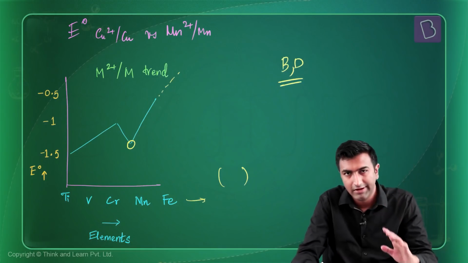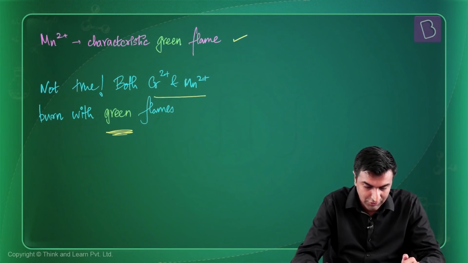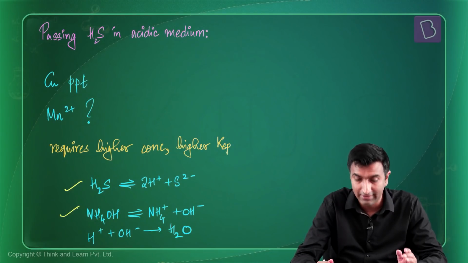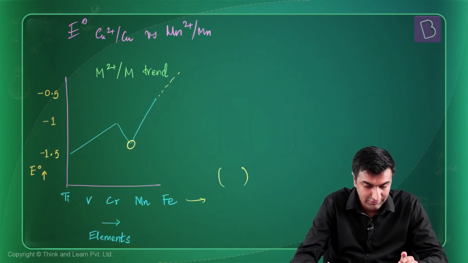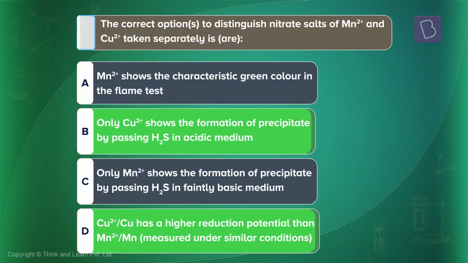Let's revise quickly and go through all the options again. First option said that Mn2 plus has a characteristic green flame. Both of them have it, so this one's not correct. Next option talks about passing H2S in acidic medium. It does not work. In the basic medium, however, it does, as I explained. So B is correct, C is not correct, and D, which talks about the E naught reduction values, is correct because of the trend I just showed you. Answer: options B and D.